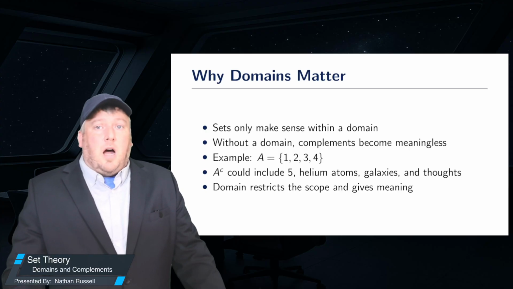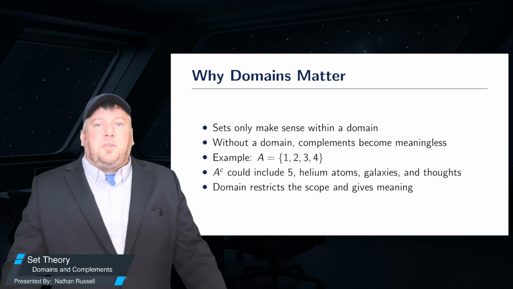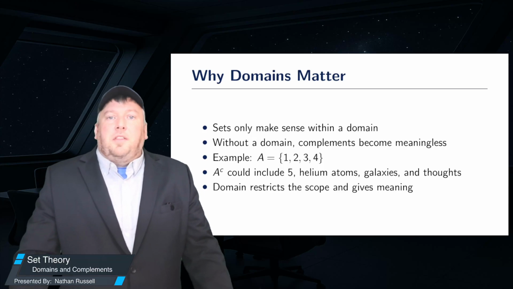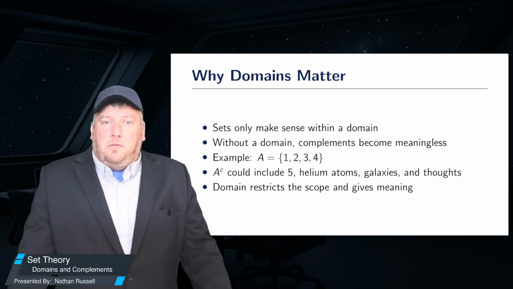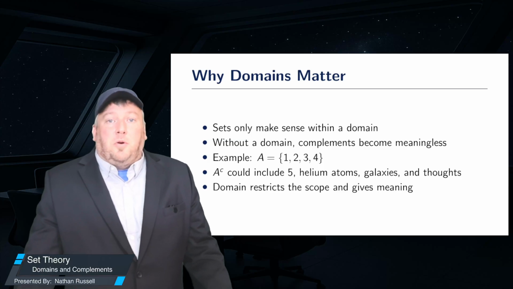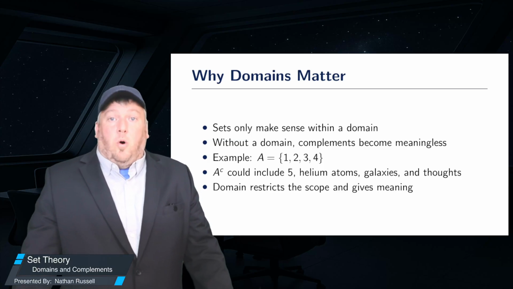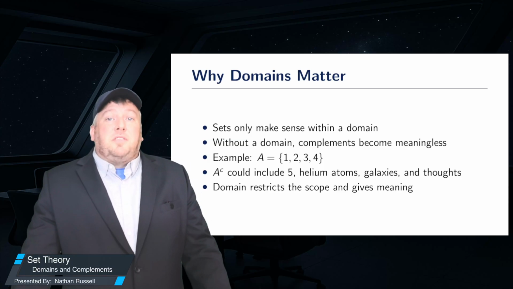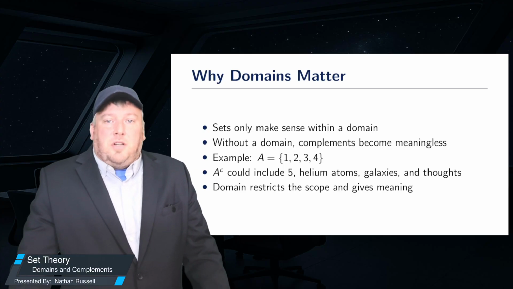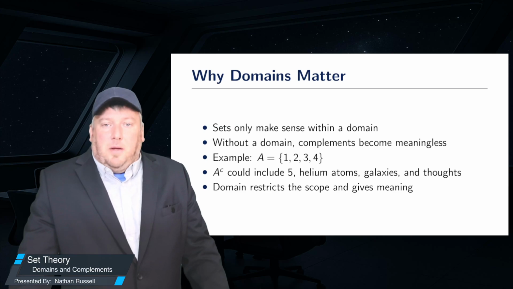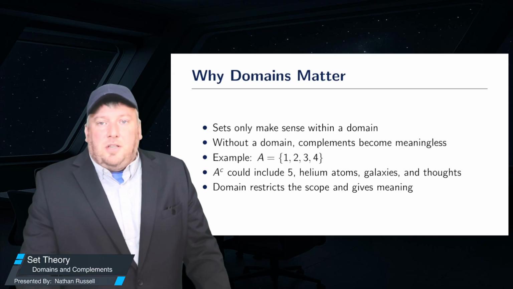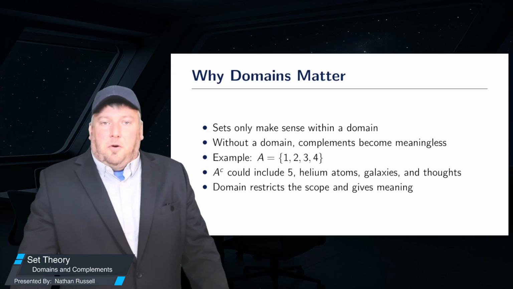Without a domain, complements can become very silly. So suppose we say set A is a set of numbers 1, 2, 3, and 4, then the complement of A might include the number 5, because it's not in the set. But here comes the silly part. It might also contain the helium atoms in the universe, or the Andromeda galaxy, or even the silly thoughts that just passed through your mind about what I was saying. A domain restricts the scope of a discussion so that the complement makes sense. The complement is restricted to not just everything, but things within the domain.